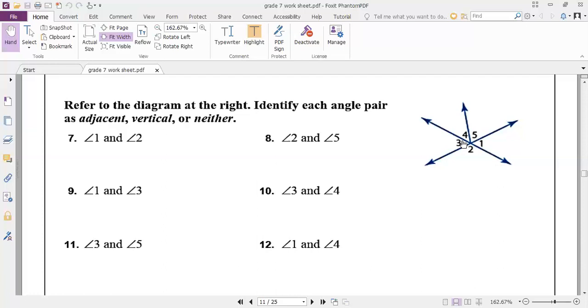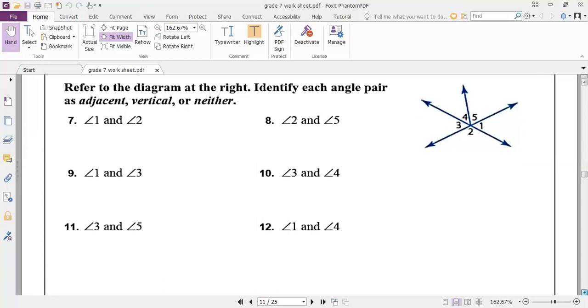Okay, now if we look at example number 12, what do we have? I have angle 1 and angle 4. They are not adjacent and not supplementary, and not complementary. They are not adjacent and not vertically opposite angles either, so they are neither. Okay? Let's go to the next, look with me, please.